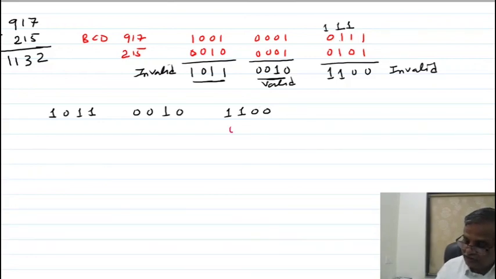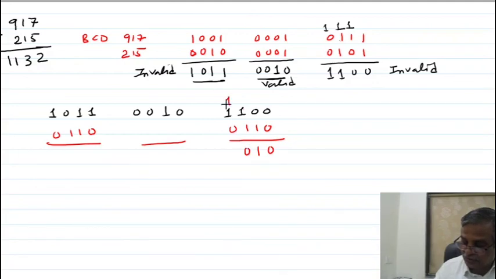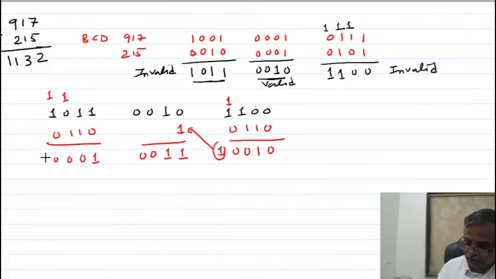I have to add here 0110 0110. Let us do the addition. This is 0, 1, 1 plus 1, 0 carries 1, 1 plus 1, 0. This carry I have to take here. So this is 1, this is 1, 0, 0, 1 plus 1 is 10, 0 carries 1, 0 carries 1, 0 carries 1.